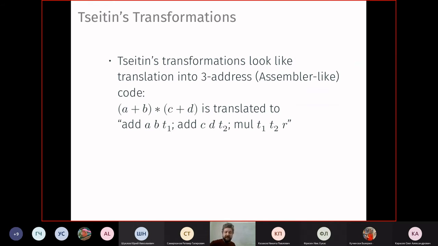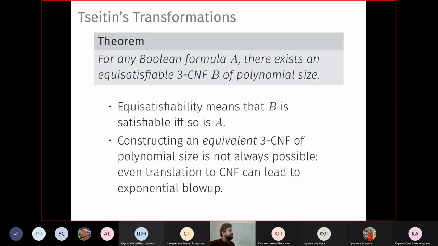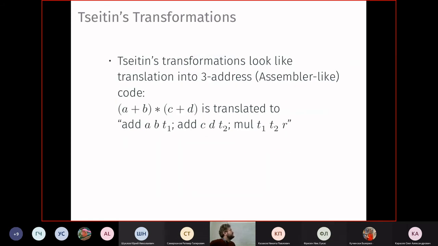So the Satan transformation is the transformation from a formula to an equisatisfiable 3CNF. And it looks much like the translation into what they call assembler-like or 3-address code. So here we have an algebraic expression, (A plus B) multiplied by (C plus D). And when you try to compute it on a real machine, it will translate into something like that.